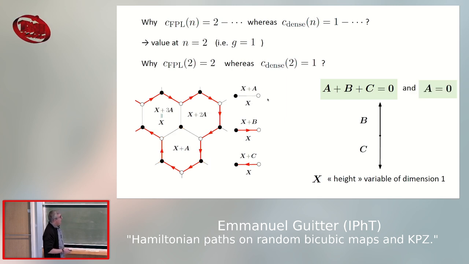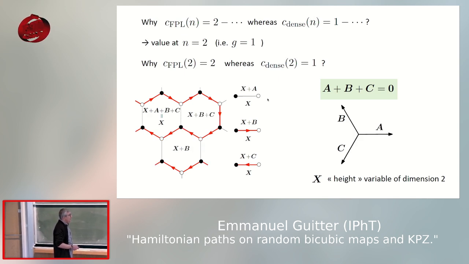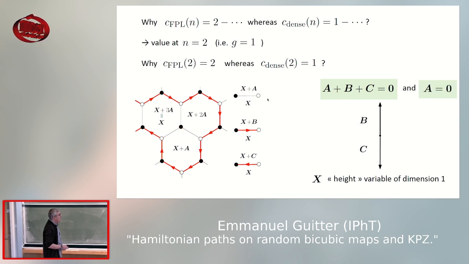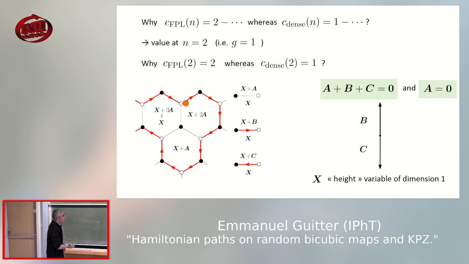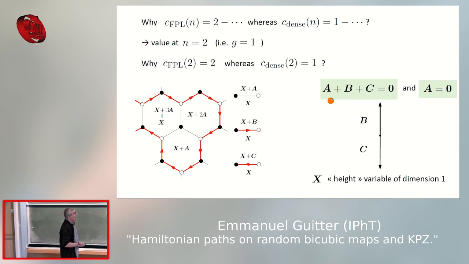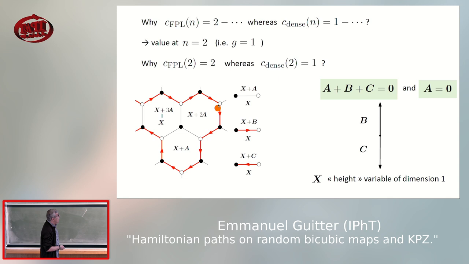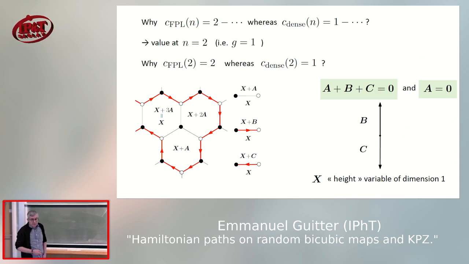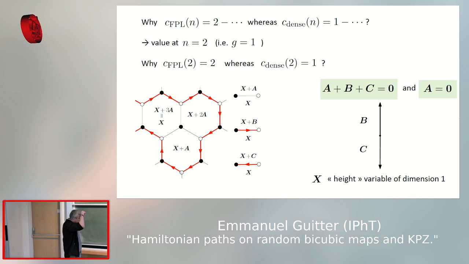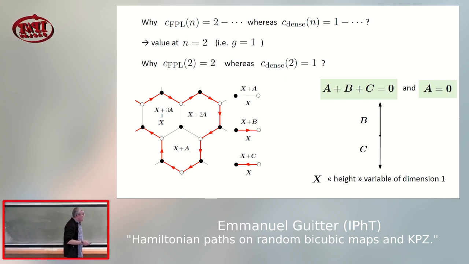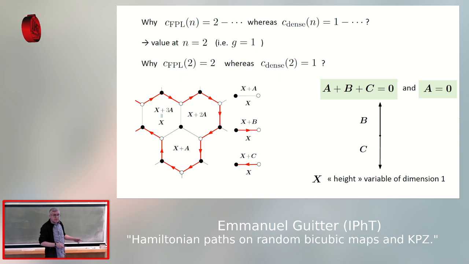An important point is that this was for the fully packed problem. Now for the dense problem, what happens is that you have a new kind of vertex: unvisited vertices. For these unvisited vertices, you must demand that the X after one turn is again equal to X. And here you find X plus 3A, so you must demand that 3A must be equal to 0. So A must be equal to 0. And we have also a similar constraint around the visited vertices. So that means that A equals 0 and B plus CN must be equal to 0. So the height is now a one-dimensional variable. So that explains why you had a 2 instead of a 1.